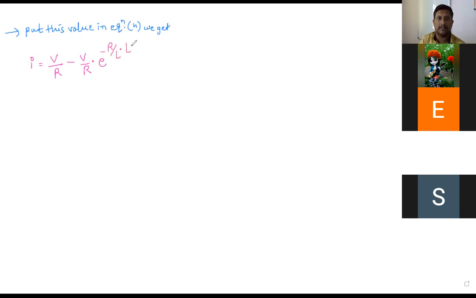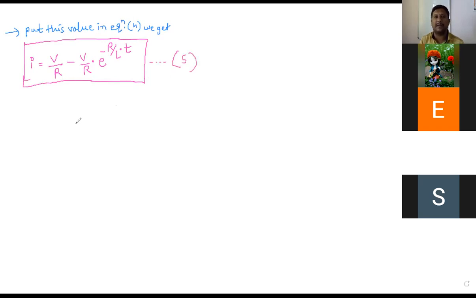Now we can put this value in equation 4, and we get the final expression of the current I. So I is equal to V by R minus C, replaced by minus V by R, into e raised to minus R by L into T. Am I correct? Yes. This is equation number 5.